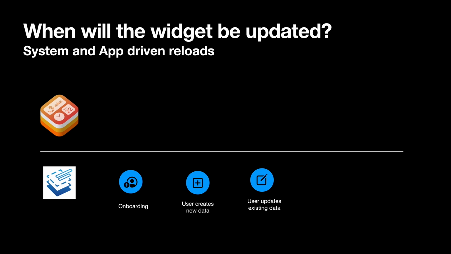As I said, these are app-driven reloads and allow the widget to reflect relevant changes based on the state of the app. Then there are system-driven reloads. A timeline entry has a reload policy which allows WidgetKit to determine when to request a new timeline. And also, popular and regularly visited widgets get more processing time, which will lead to more timeline requests.